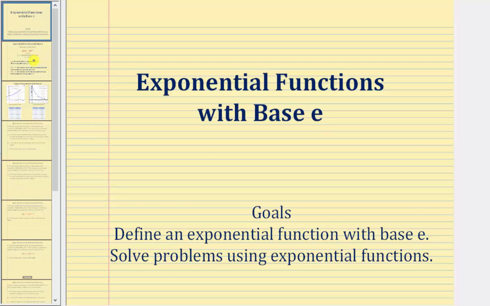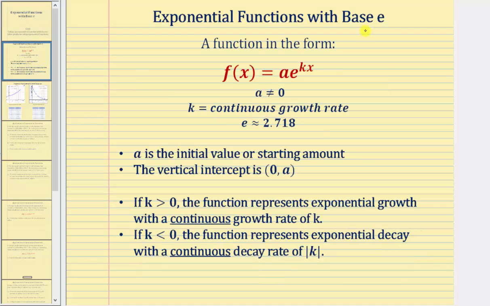For a quick review, an exponential function with base e is in the form f of x equals a times e raised to the power of kx, where a is the initial value or starting amount. If k is positive or greater than 0, then the function represents exponential growth with a continuous growth rate of k, and if k is negative or less than 0, the function represents exponential decay with a continuous decay rate of the absolute value of k.